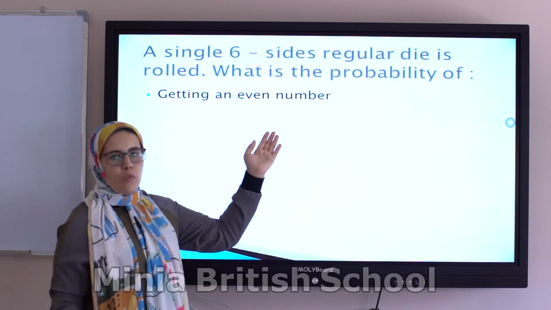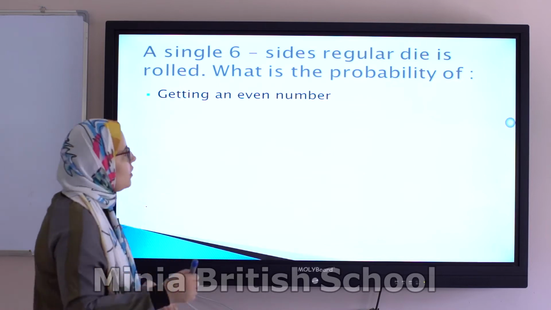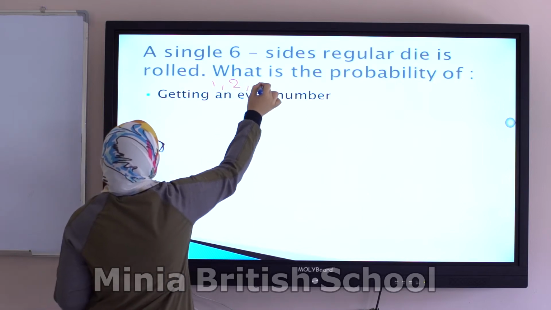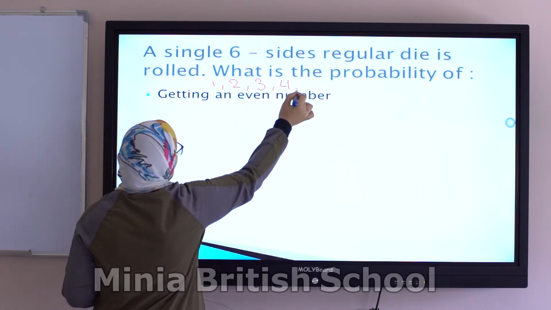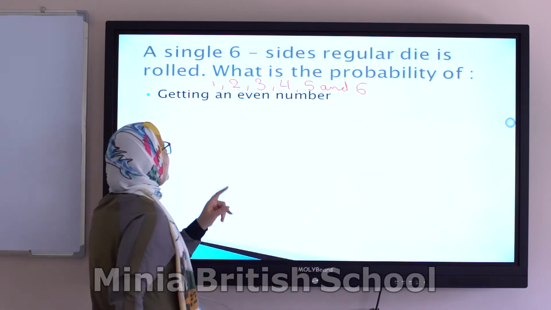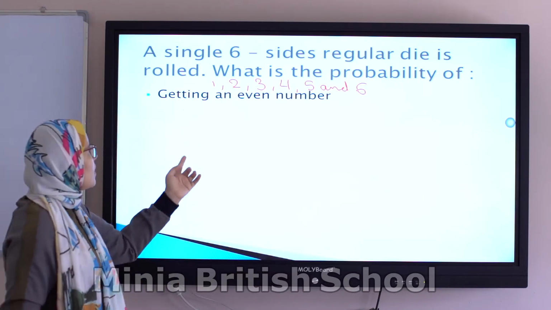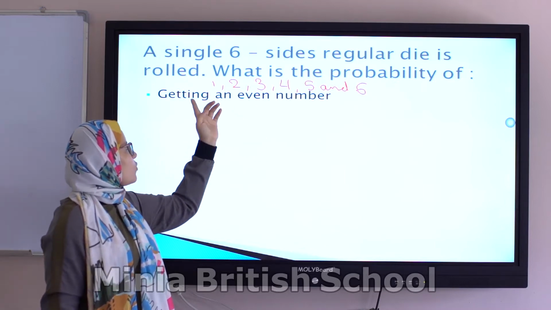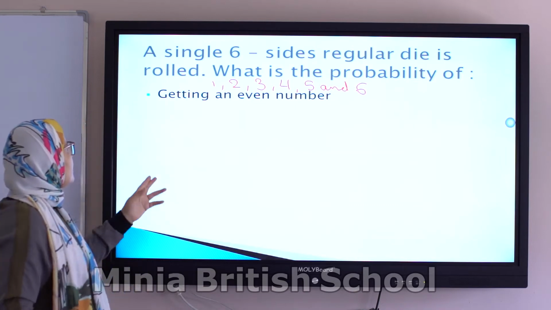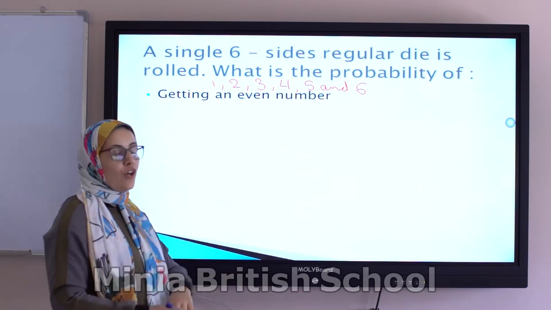all of you know the die has 6 faces. In these faces we have what? The numbers 1, 2, 3, 4, 5, and 6. And he already said a single 6 sides. 6 sides or 6 faces, number from 1 to 6. So we have 1, 2, 3, 4, 5, and 6. Okay. The first one, what is the probability of getting an even number?